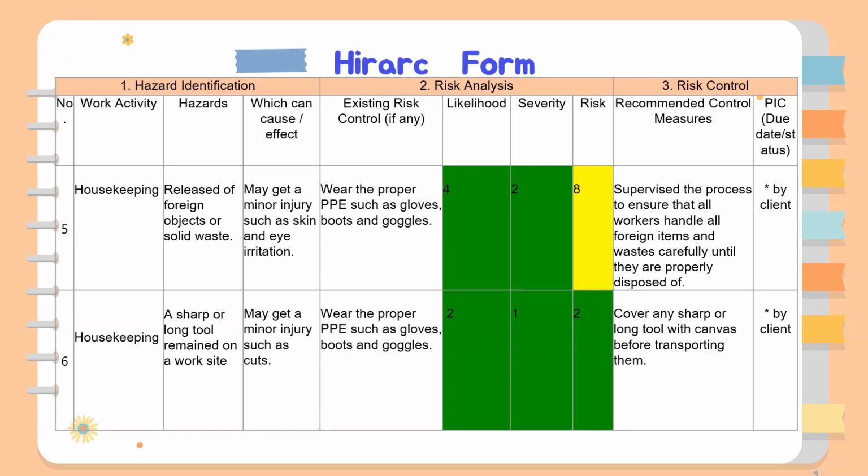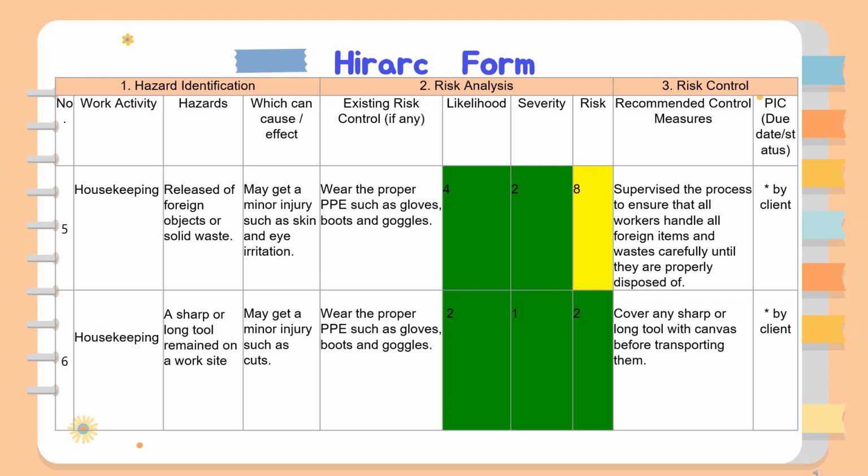The fifth work activity is housekeeping, which involves a release of foreign objects or solid waste. This hazard may cause our worker to get a minor injury such as skin and eye irritation. The existing risk control is to wear the proper PPE such as gloves, boots, and goggles. The likelihood of this hazard is 4, the severity is 2, so the risk is 8 and it is considered medium. The recommended control measure is to supervise the process to ensure that all workers handle all foreign items and waste carefully until they are properly disposed of.